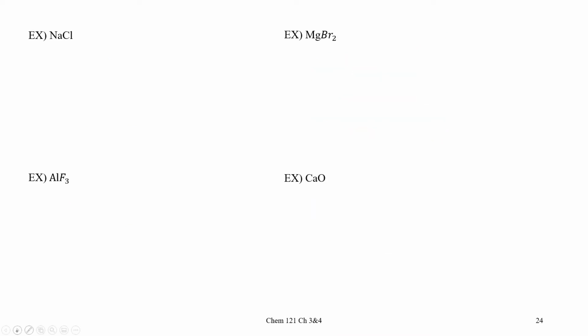So let's look at naming some of these formulas. If we have NaCl, if you look at our periodic table, we're going to have sodium, and the naming convention for the nonmetals is taking off the ending and adding -ide. So your answer would be sodium chloride. For the next one, we have MgBr2, and our compound name would be magnesium bromide.